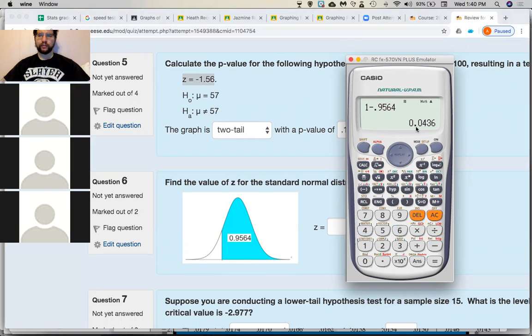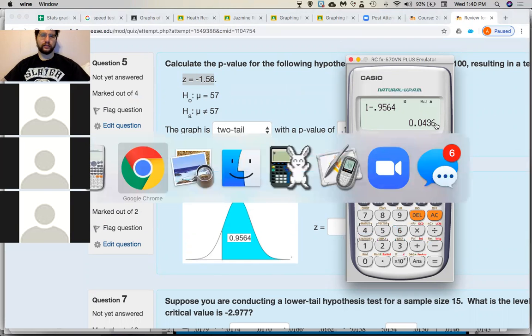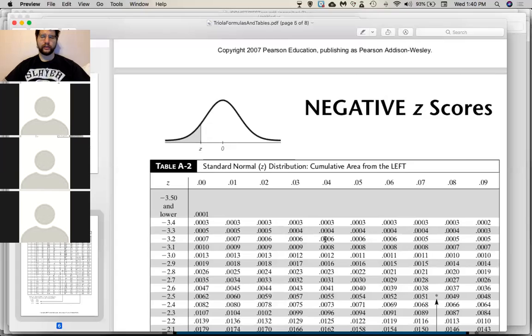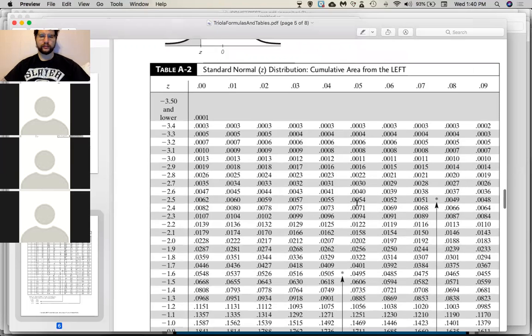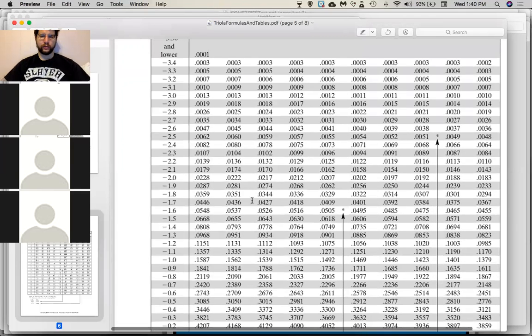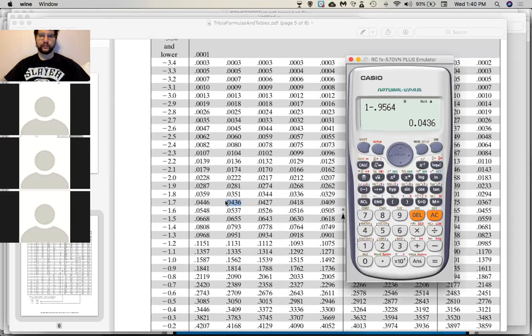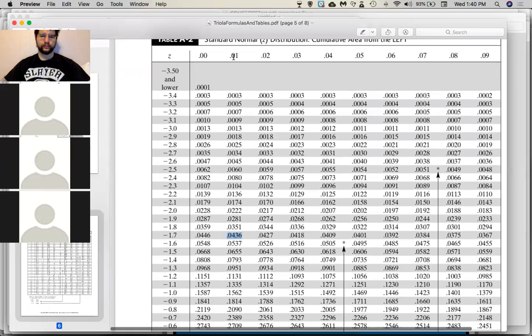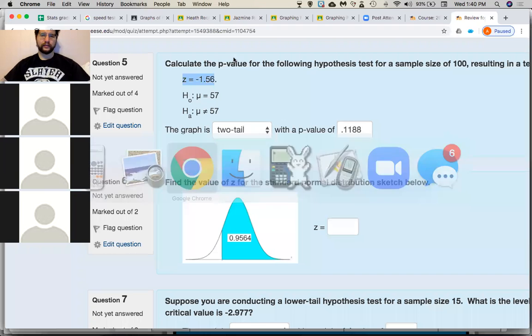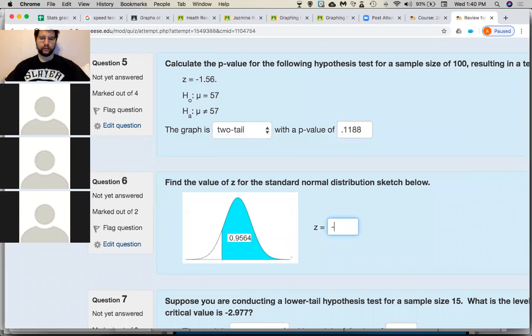So I'm going to look up 0.0436 in the chart. It's going to be somewhere in here. These are your areas, these are your probabilities. 0.04, oh, hey, there it is. Negative 1.71. So that's my Z-score, negative 1.71.